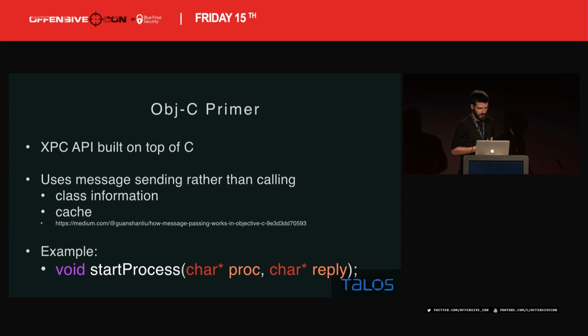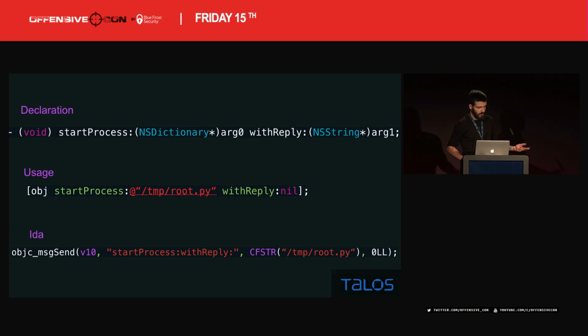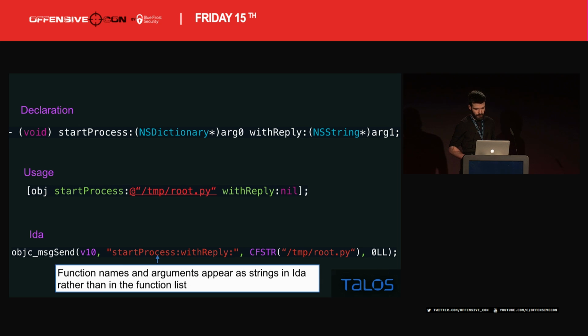And so to give you a better understanding of what this means, at the bottom there is a C function declaration of start process. And then here is an Objective-C declaration of start process. Notice it's strongly typed, just like C. It has named arguments, which is interesting. And then the usage there is a slightly fun syntax. And then in IDA, you see it's actually calling Objective-C message send and passing in data that way.